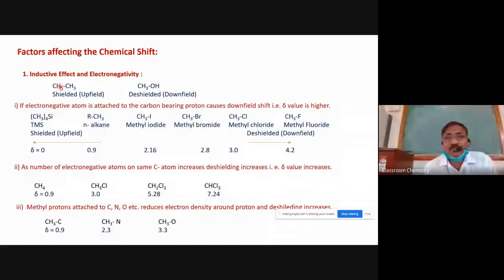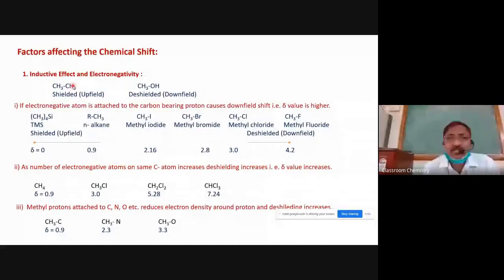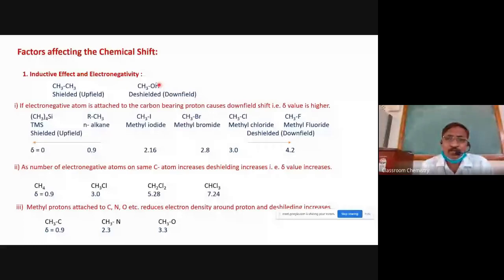What is the first? First is inductive effect and electronegativity. Suppose we take simple methane or ethane. They are saturated alicyclic compounds. Both are carbon, very high field, and that's why they are observed at 0.9. And when we take another example that we have already seen, methanol, in which this CH3 group is replaced by OH, what will happen? This proton is deshielded. This proton which is directly attached to oxygen is very highly deshielded.